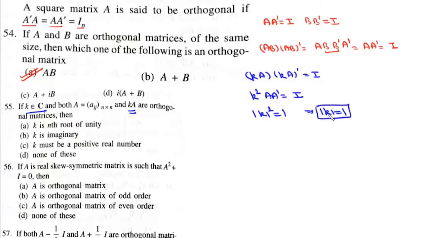Now if K is a complex number, then this K will represent all the points lying on this unit circle having center at origin. Then K must be nth root of unity, not necessary. Imaginary, not necessary. Must be a positive real number, no. So it is none of these, this option D.